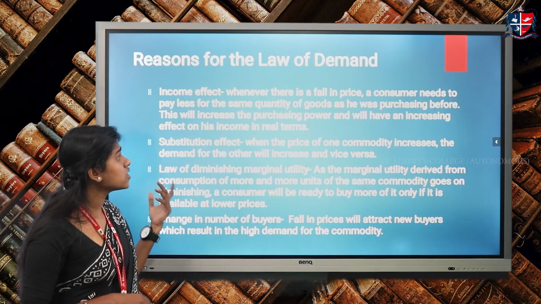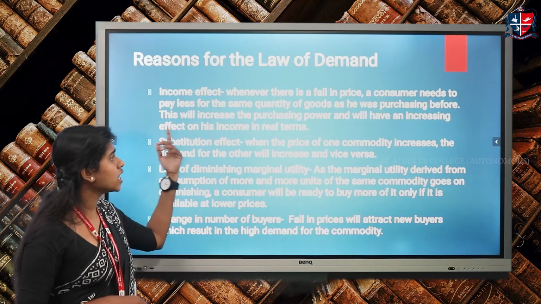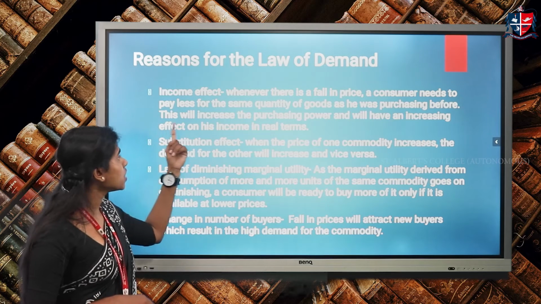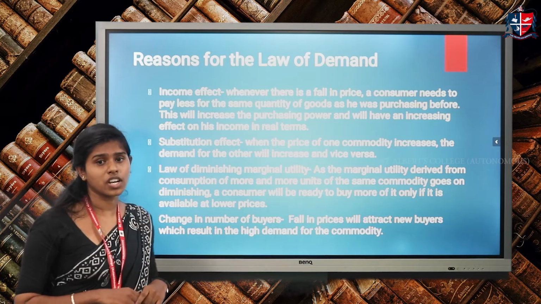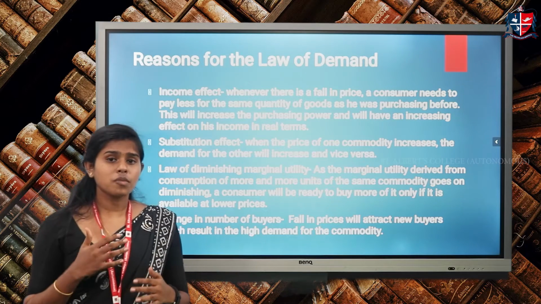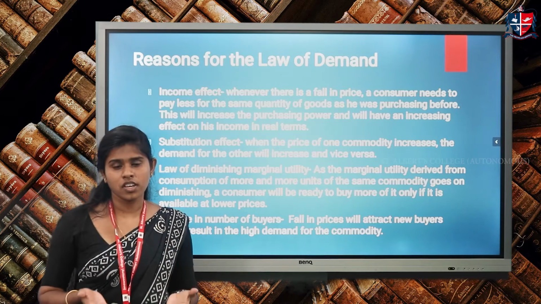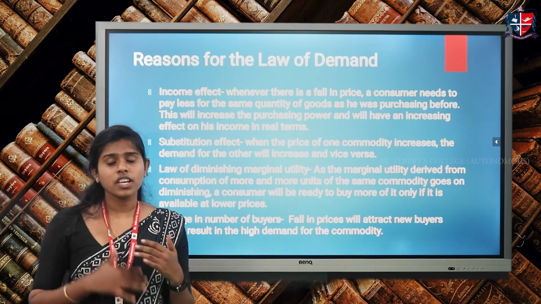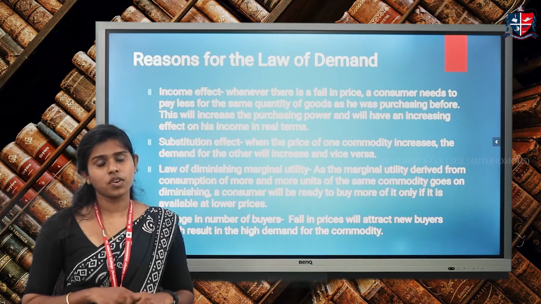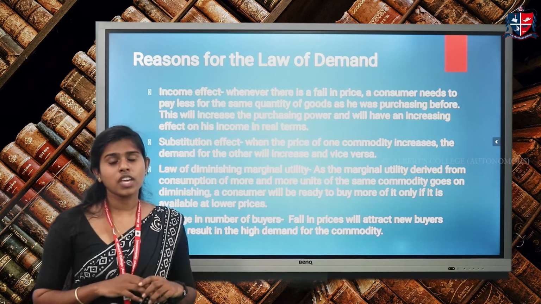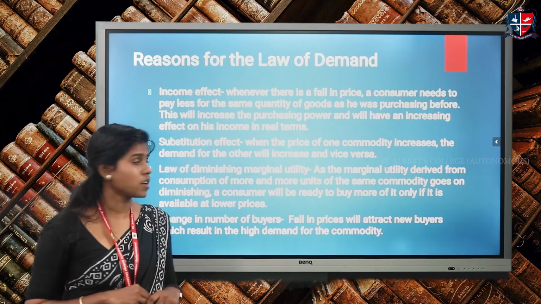Whenever there is a fall in price, the consumer needs to pay less for the same quantity of goods he was purchasing before. This will increase the purchasing power and will have an increasing effect on his income in real terms. As the price of the commodity decreases, the consumer can buy more of that commodity. So, with his income, when the price decreases, he can purchase more of that commodity, and the demand for that commodity obviously will increase. So, income effect has a relatively important role in determining the demand of a commodity.